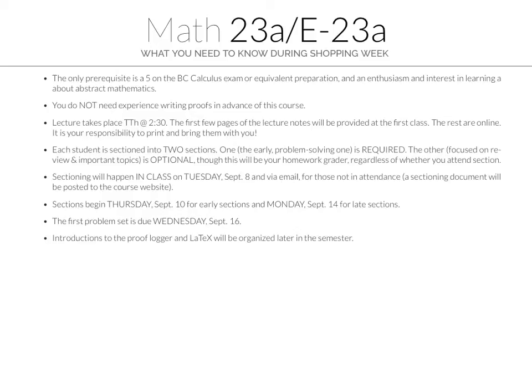Each student is going to be involved in 2 sections. One will be mandatory, one will be optional. The mandatory one is the early style section that will take place on Thursdays or Fridays, depending on the time you get sectioned into. And the late style section is on Mondays. Sectioning is going to happen in class when we get back from Labor Day. So that's Tuesday, September 8th. And it will be happening via email for our distance students. Sections begin Thursday, September 10th for early sections, and Monday, September 14th for late sections, and that first problem set will be due the following Wednesday, September 16th.